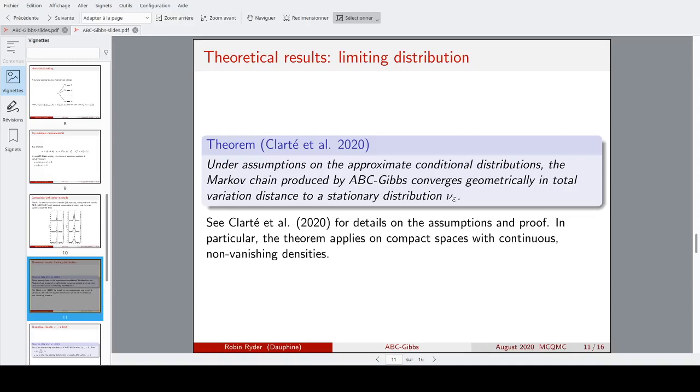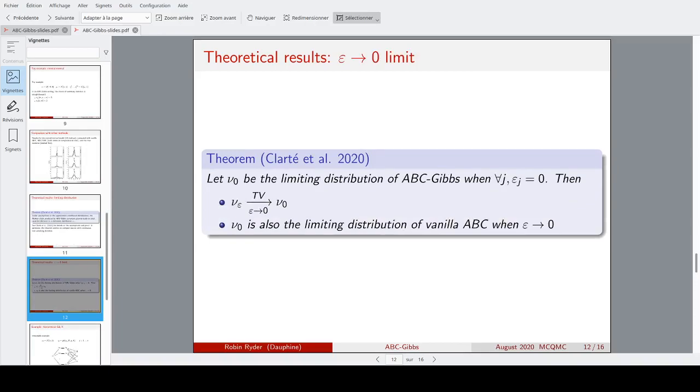Okay, now that we have nu epsilon, we can say something interesting about it. Since we've defined nu epsilon to be the limiting distribution of our chain, we can define nu 0, which would be the limiting distribution of our chain if we were to take all the epsilons equal to 0. Now we can say two things. The first one is what you would hope, which is that nu epsilon goes to nu 0 as our threshold epsilon goes to 0. So this is again in total variation. So we have a convergence of our limiting distributions to this nu 0.